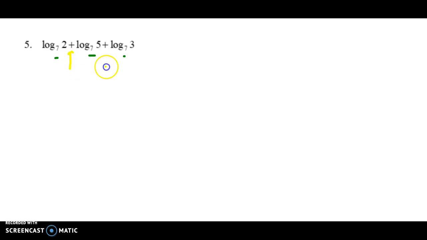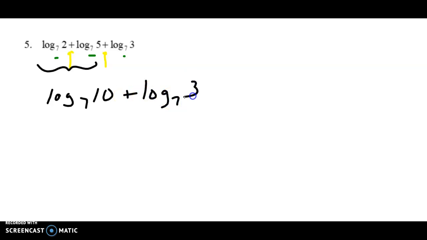At this point, you should know that addition means multiply. So we're going to multiply these things together. So I'm going to do 2 at a time. So I'm going to take these 2, and that's going to give me log base 7, 2 times 5 is going to be 10, plus what we have remaining there. Now we have these 2 terms also add, so we're going to multiply again. So what we end up with is log base 7, 30.